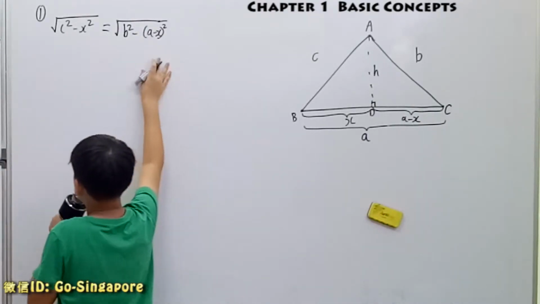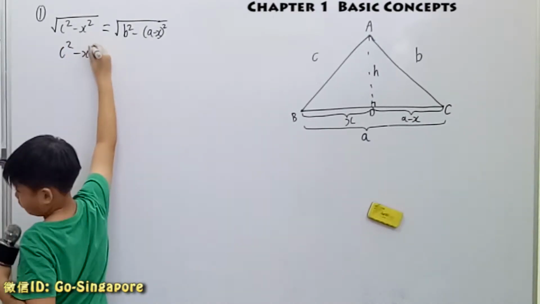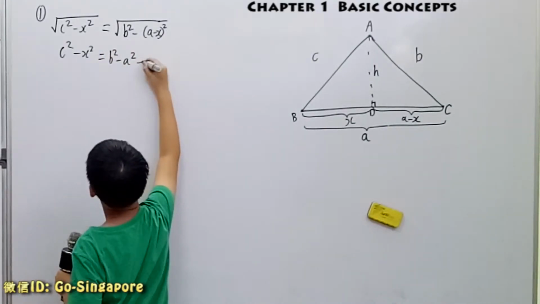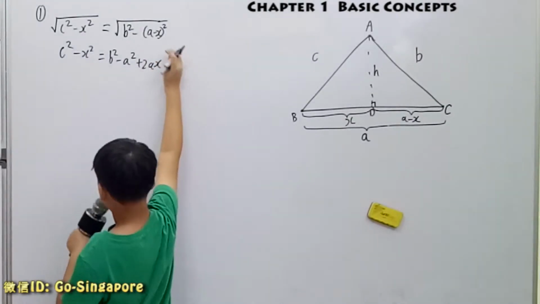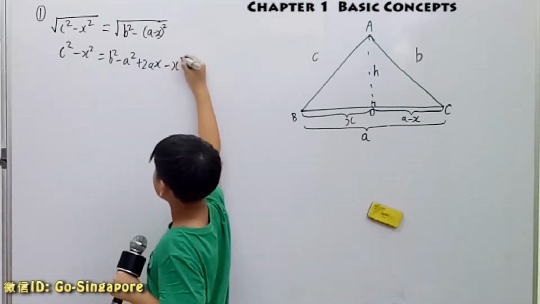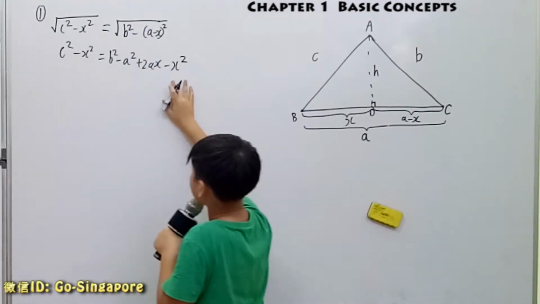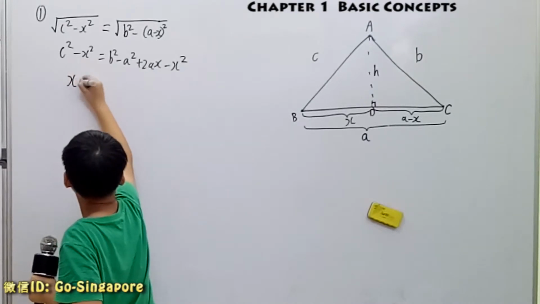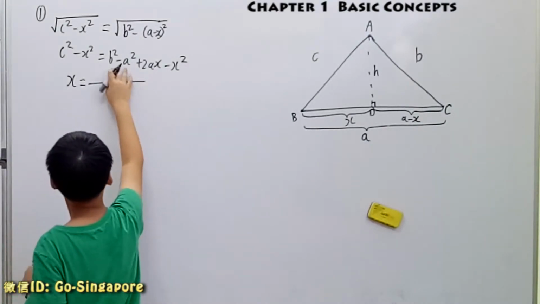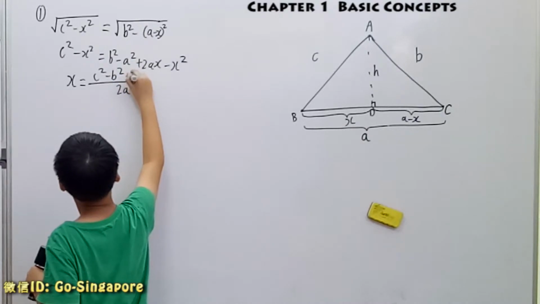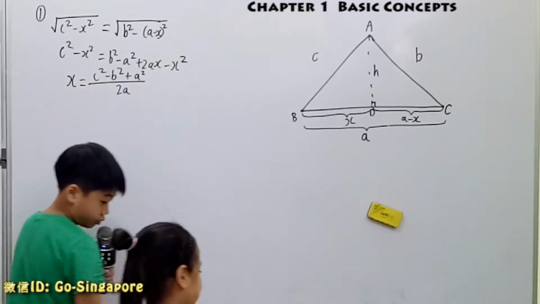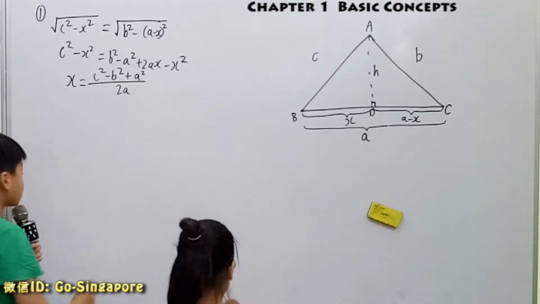Okay, so can we square both sides? Can we? We can. So here will be the? Here we can expand, right? Yes. These two can cancel? Yep. Like this, is it right? Yep. So here we found x. Correct? Correcto.